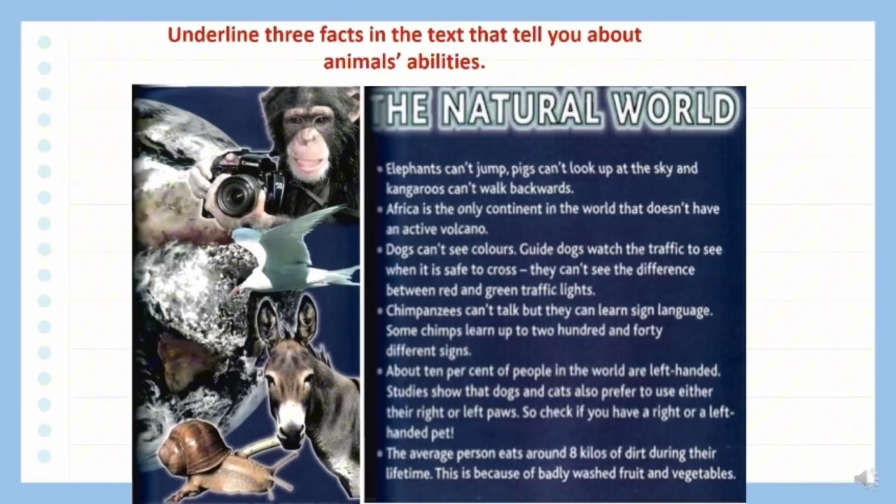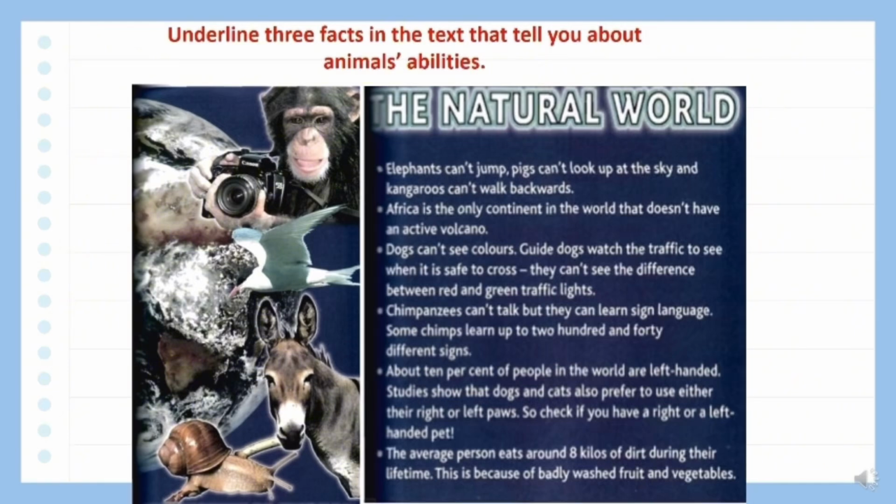Look at the title, The Natural World. What do you think this text is about? Yes, we'll read about some amazing facts, especially about animals and what they can or can't do. Now, please read the text carefully. We are going to find 3 facts that tell us about animals' abilities.